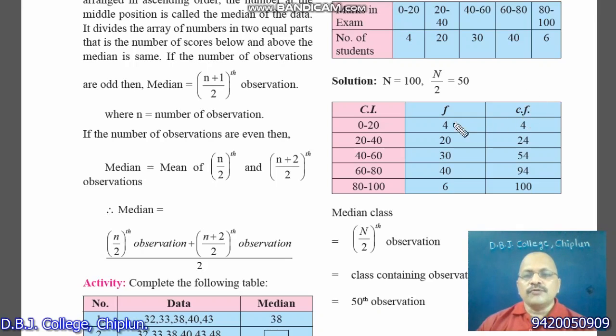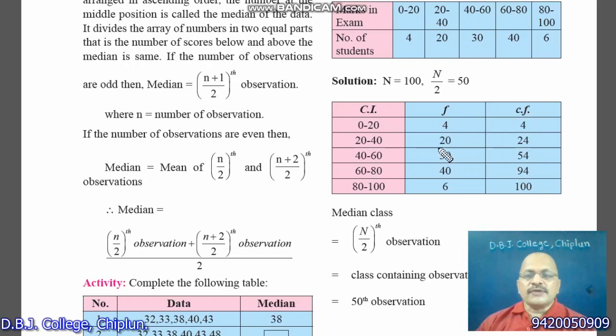Now in this cumulative frequency, the first one is as it is, the second one is the addition of these two, 4 and 20. This addition is 24. Now 24 plus 30 gives you 54. This is the next cumulative frequency. The next cumulative frequency is 54 plus 40 equal to 94, and 94 plus 6 equal to 100. Now this cumulative frequency part is completed.